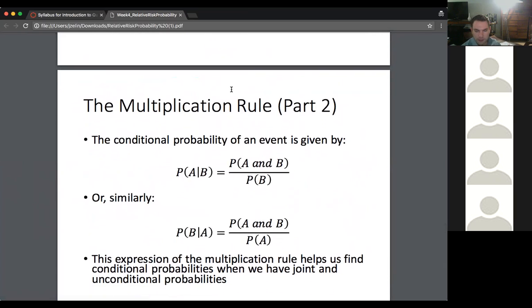So the question is, is there a time when you have a problem that will have you use both unconditional probability and a conditional probability? And the answer is yes. I mean, you're going to have to use that for the multiplication rule. So I mean, this is a conditional probability here.